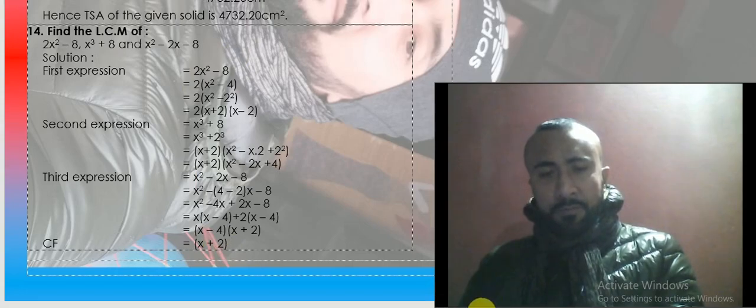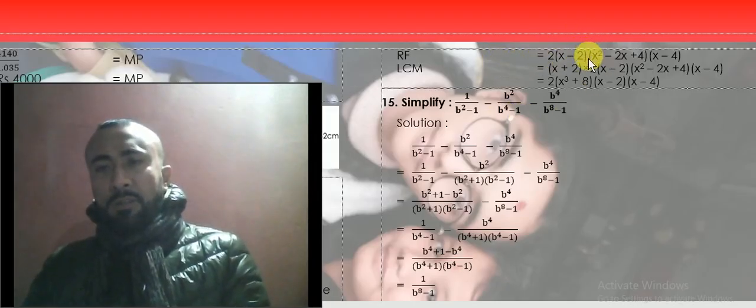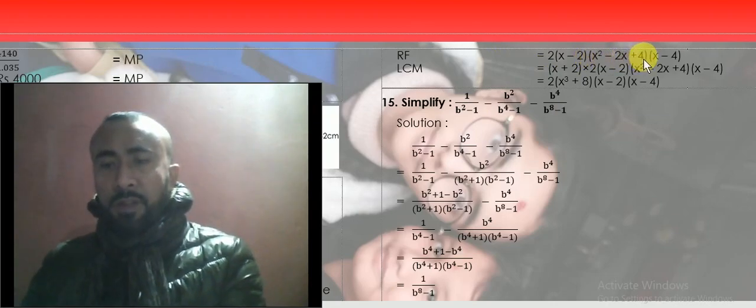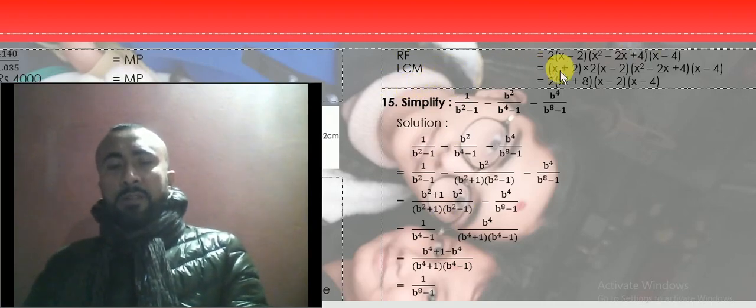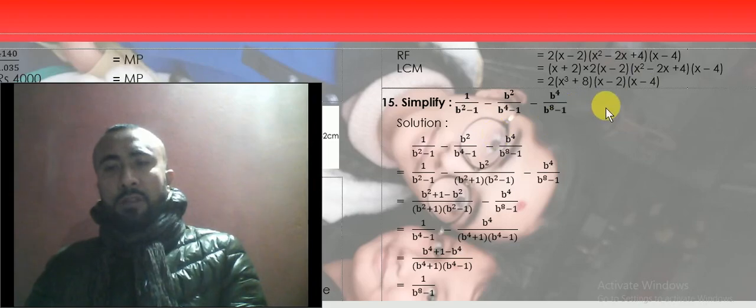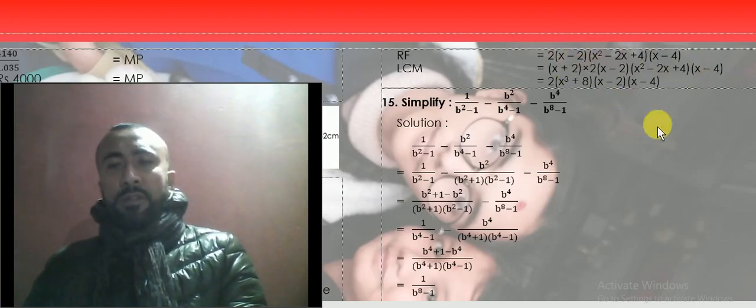Here the common factor is x plus 2, and the remaining factors are 2(x minus 2), x squared minus 2x plus 4, and x minus 4. So the LCM is the common factor multiplied by the remaining factors, and this is all about LCM. It is better to multiply, but if you leave it here, that's also okay.